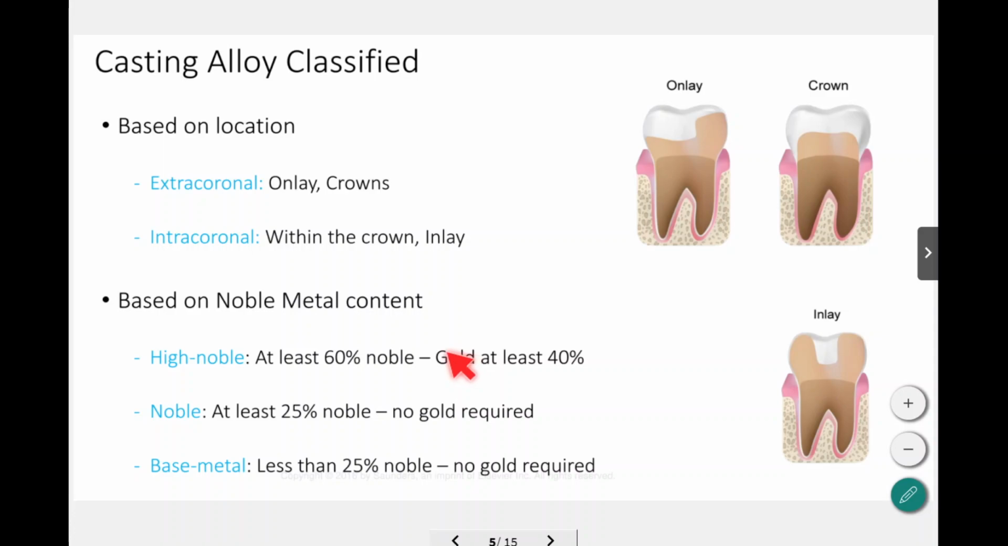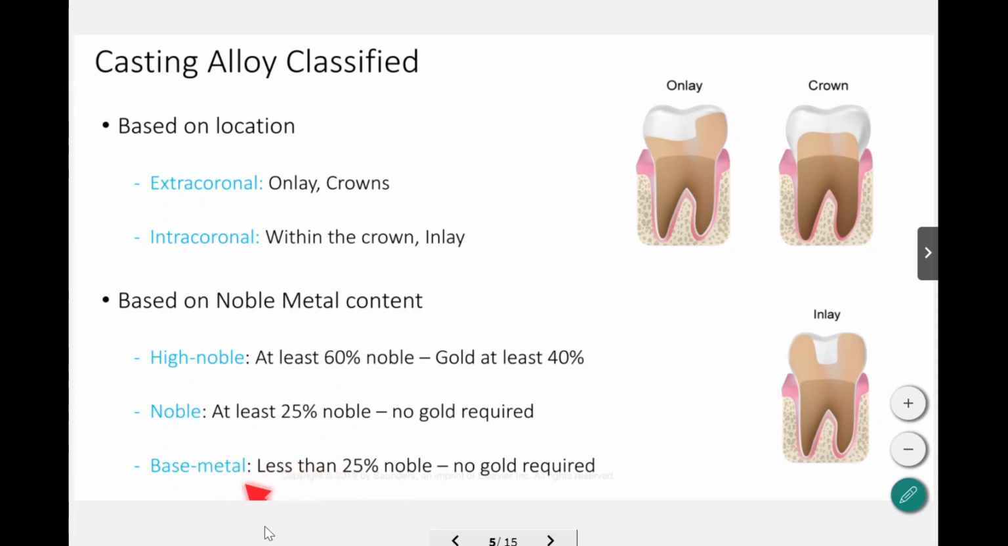Gold is one of the noble metals that we would have, right? So these alloys that we're talking about can also be classified based on the noble metal content. We call them high noble if they have at least 60% noble, and gold at least 40% of that. We call them noble if they have at least 25% noble. It doesn't matter if they have gold or not. And we call them basic or base metal if they have less than 25% noble. So again, the more noble or the high noble, it's better because it doesn't corrode and all of that. Base metals are different. We'll talk about these.